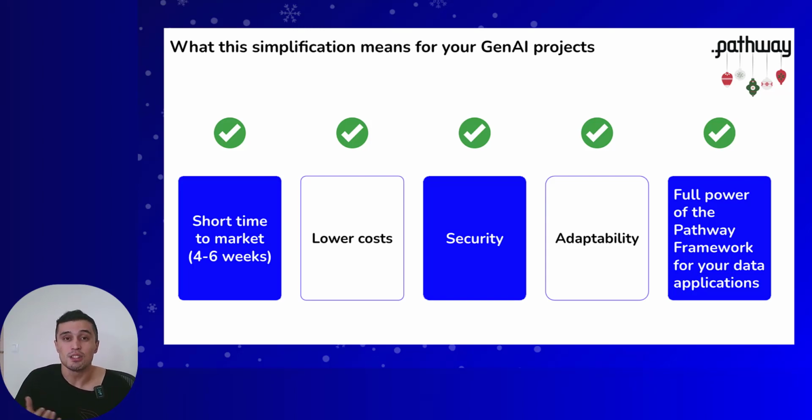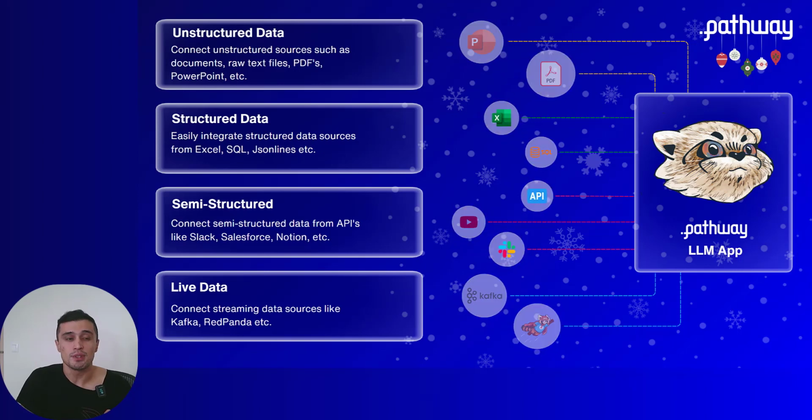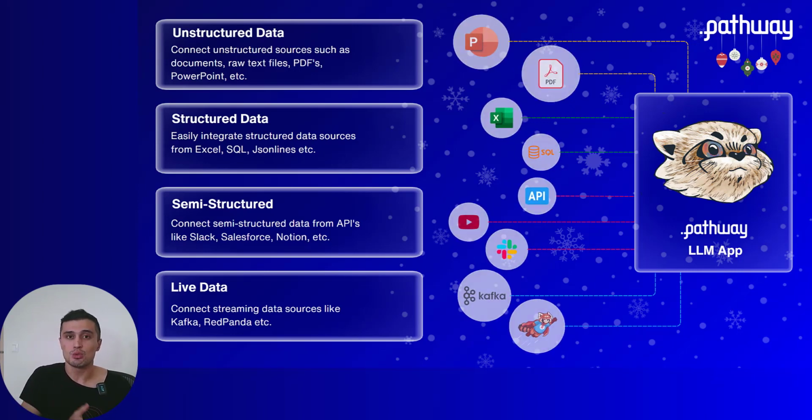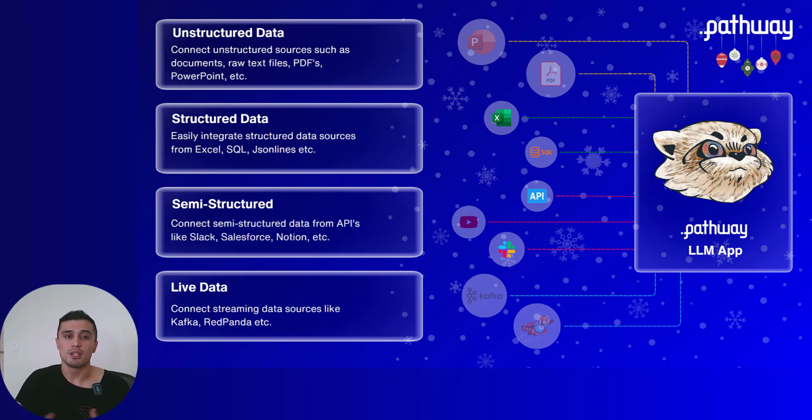It's also very easy to adopt. You don't have to go through complex learning paths to learn every new technology used in LLM applications, because our open source project abstracts all these complex technologies into one platform. You can also ingest different types of data: unstructured, structured, semi-structured, even live data. You can connect your data to streaming data sources like Kafka or Redpanda to train the AI with real-time information.